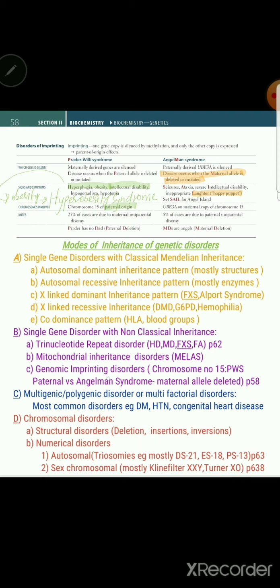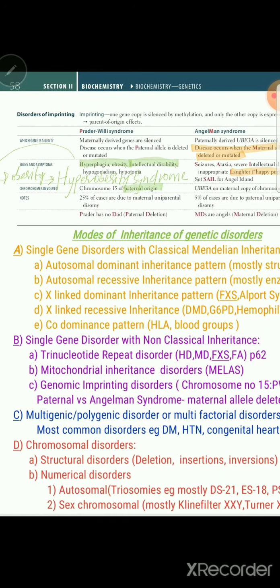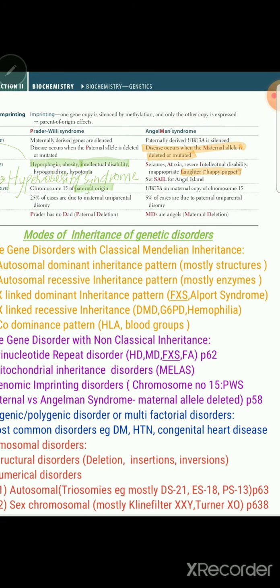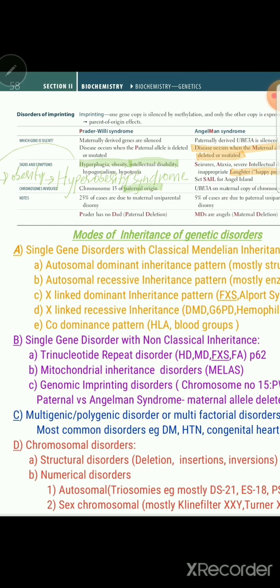Just finishing this page, we have single gene disorder with non-classical inheritance. They are three types, and third, genomic imprinting disorders, are given here. There are two types, the Prader-Willi syndrome or hyper obesity syndrome, because in this there is hyperphagia which leads to obesity, asked in a different way. Prader-Willi involves the paternal gene, so it is a paternally deleted or mutated gene, that is also asked. P for paternal. And Angelman has M in it, it is a maternally deleted or mutated allele, and the most important symptom is inappropriate laughter or happy puppet. So obesity, happy puppet, and maternal and paternal inheritance are asked.